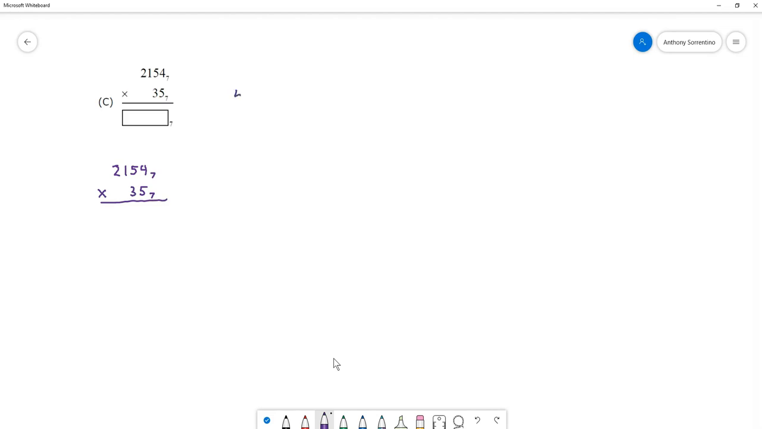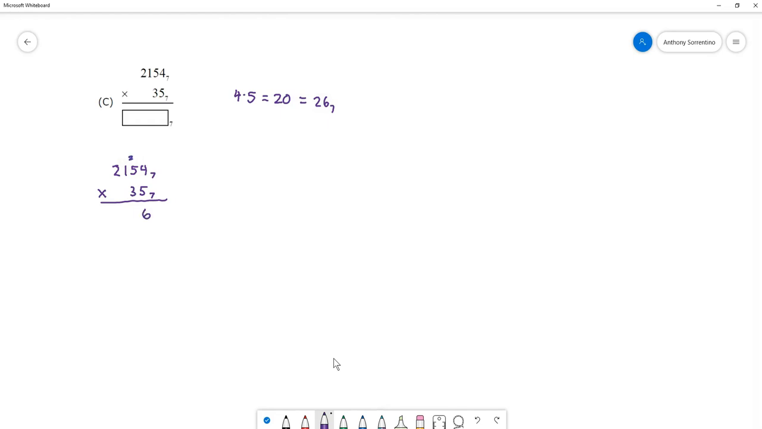4 times 5 is 20 in base 10. So that's well over 7. So 7 would go into that twice with the remainder of 6. So this is 26 base 7. So I write the 6, carry the 2.